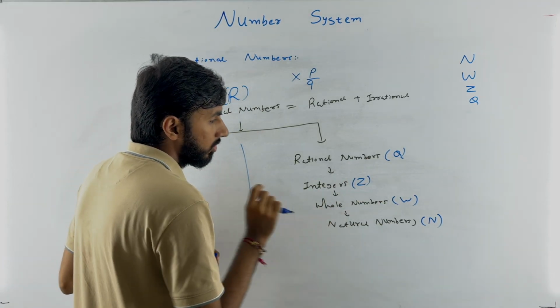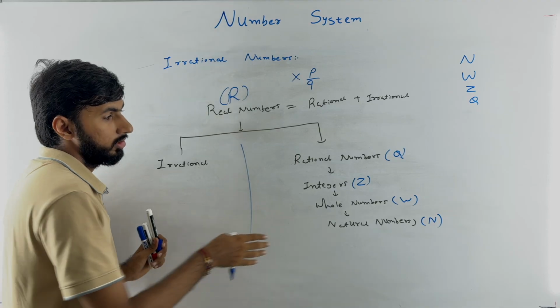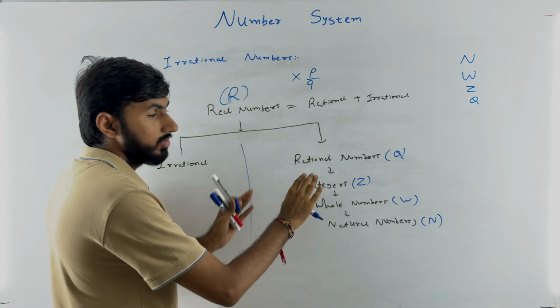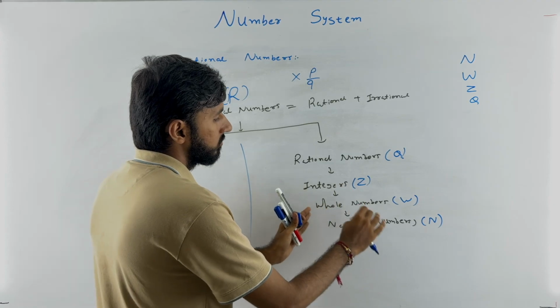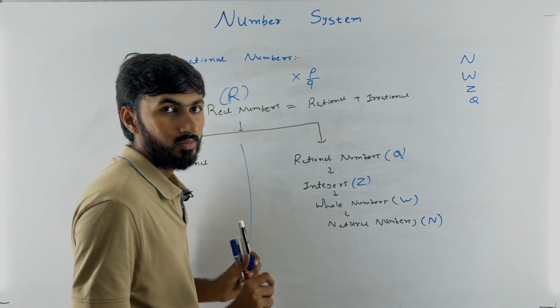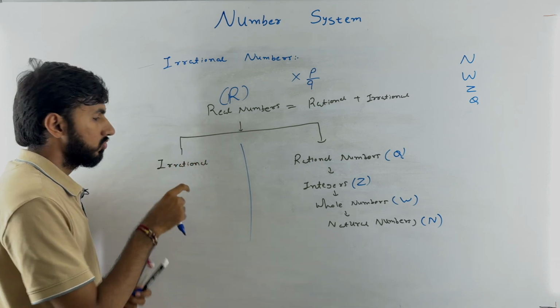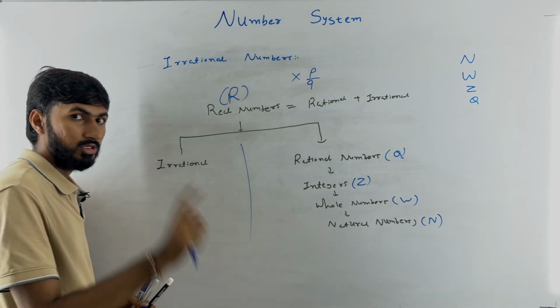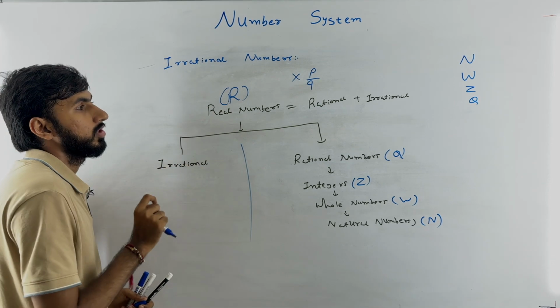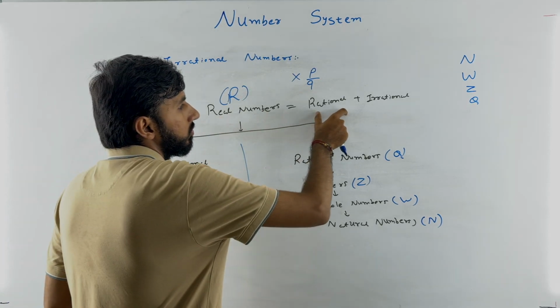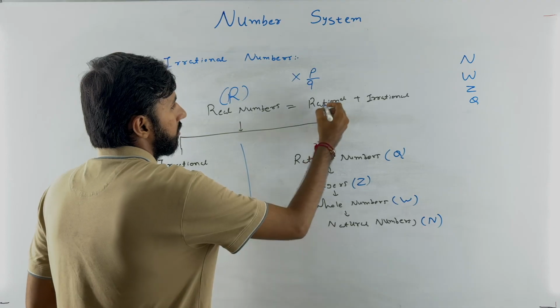Rational numbers contain all these numbers. We have learned it in the previous lecture already, right? So we got irrational numbers and rational numbers. Rational numbers contain integers, whole numbers, natural numbers, and all the numbers that can be represented in the form of p by q. Irrational numbers are numbers that cannot be represented in the form of p by q. And we got real numbers, the combination of all these numbers. Real numbers are equal to rational numbers plus irrational numbers.